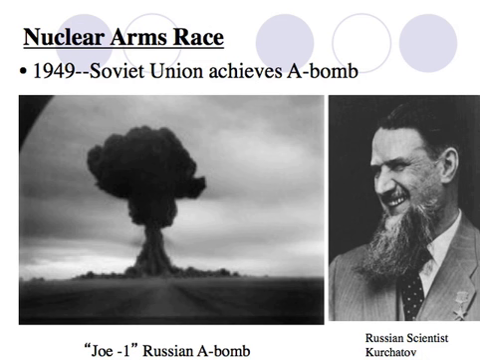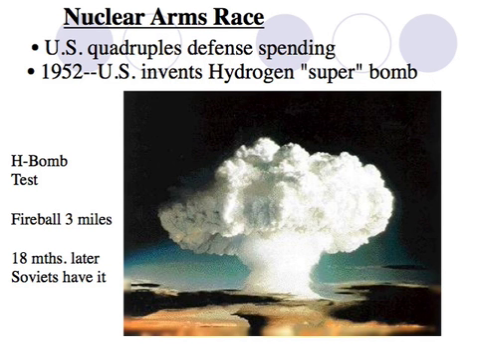And in response to that, the United States quadruples defense spending. Truman approved spending to develop even more powerful nuclear bombs. Now, Eisenhower, who becomes the president after Truman, continues this policy, and in 1952, the United States develops and tests the hydrogen superbomb in the Marshall Islands. This was quite a successful test.